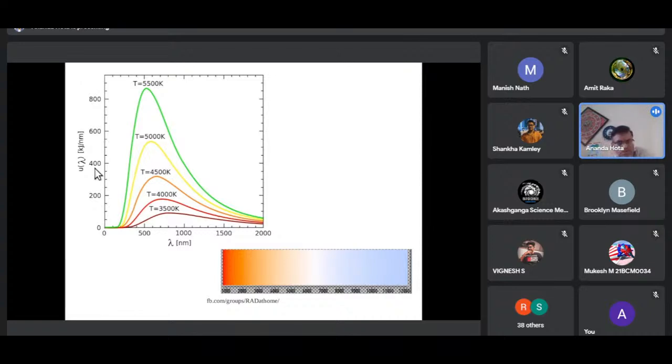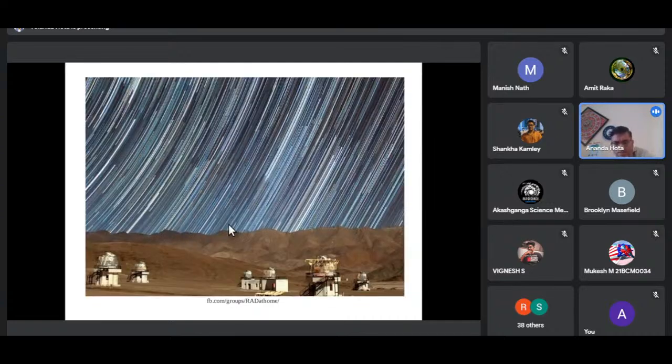The other thing this plot is showing is that blue objects emit more light in total than red objects at the same temperature. Okay. So all these blue-looking objects are actually hotter stars.